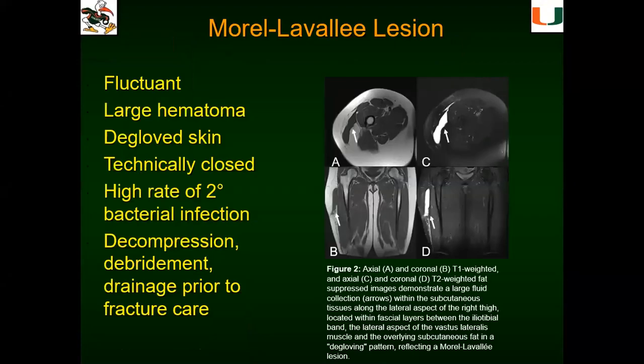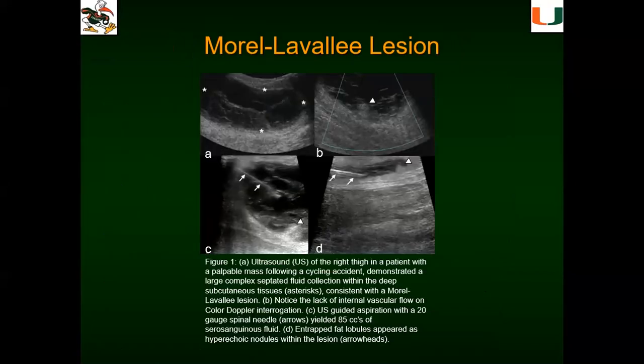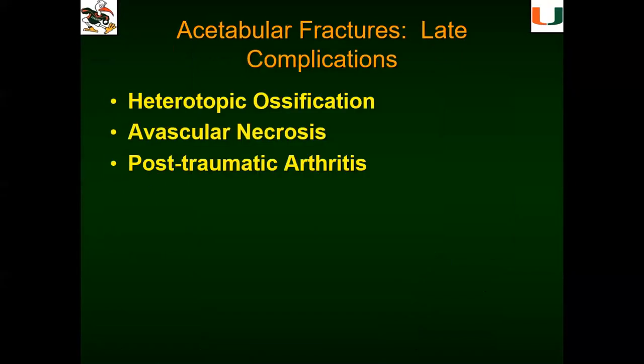Concomitant injury, the so-called Morel-Lavallee lesion. This is something we published a few years ago. You're all familiar with this. This is the degloving injury occurring at the interface of the deep fat and the muscles, classically in the trochanteric region, although it's been described in the lower spine, around the knee, and elsewhere in the thigh. So here is the Morel-Lavallee lesion.